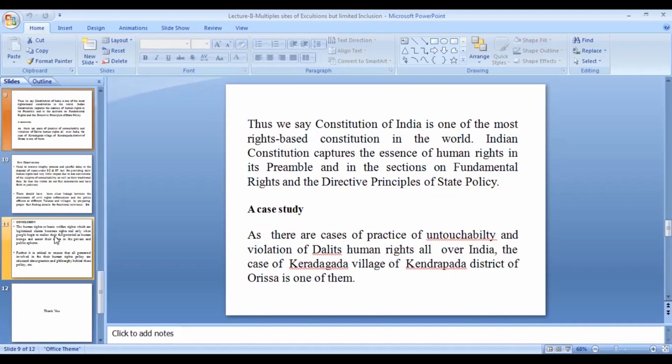But before that, I would like to mention a few things over here. The Constitution of India is one of the most rights-based constitutions in the world. The Constitution captures the essence of human rights in its preamble, in its sections on fundamental rights and directive principles of state policy. So these many things are there, but how are the movements happening in the society?